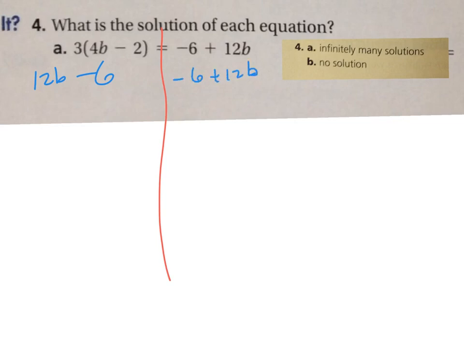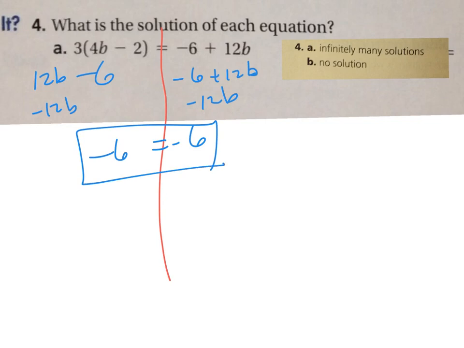Now, you might recognize right now that they're the same statement, but let's say you didn't. So you go ahead and subtract the 12b, subtract the 12b, and you get negative 6 equals negative 6. Negative 6 always equals negative 6. I don't care what planet you're on. Therefore, this is infinitely many solutions. So again, you take it all the way down to just two constants, and if they equal each other, infinitely many solutions.